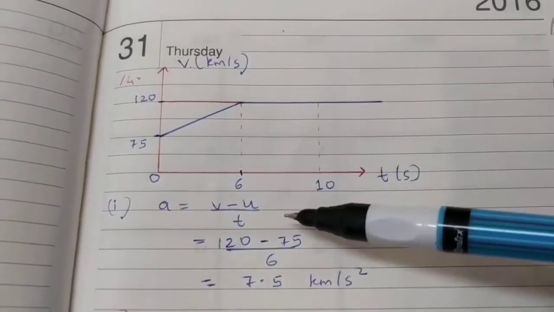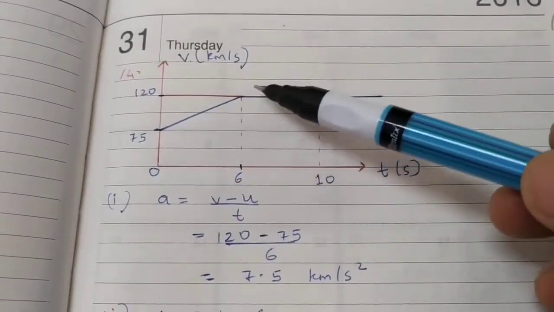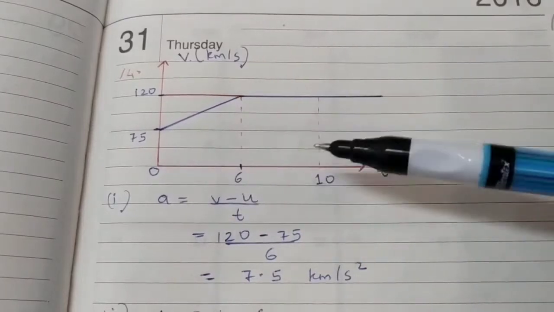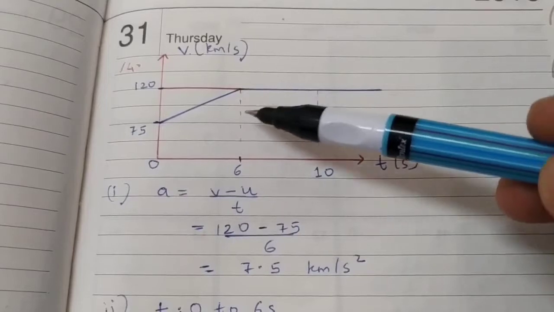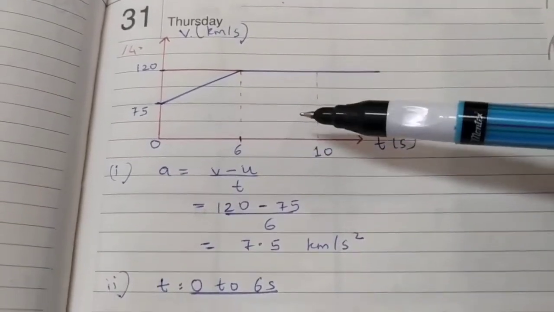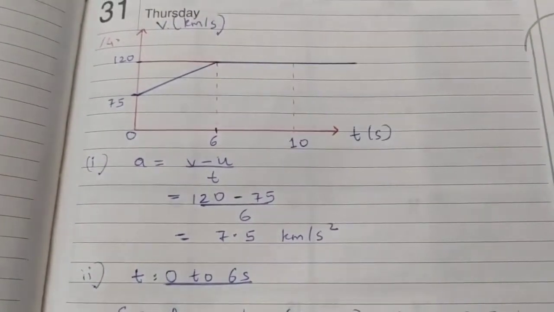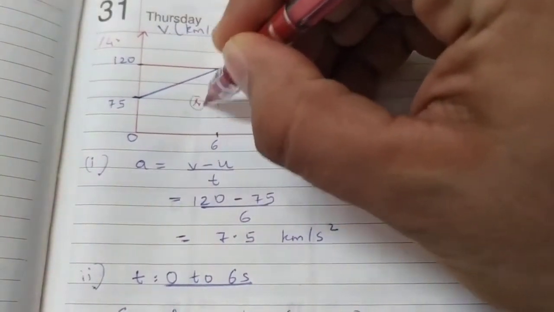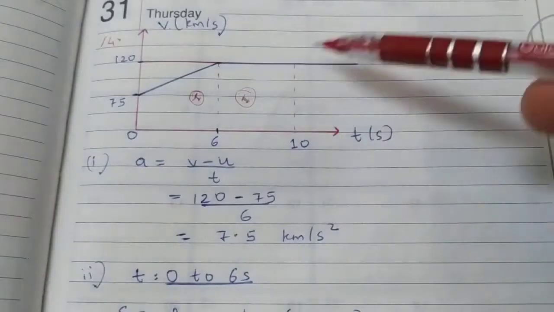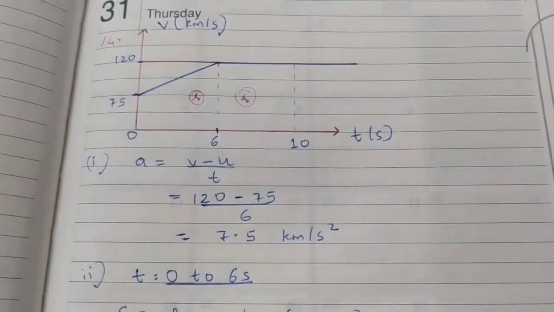Now acceleration, I've already told you, for the first 6 seconds acceleration is v minus u upon time. Of course here there is no acceleration. But in Roman number 2, if they want to find the total displacement, from a VT graph, displacement is nothing but area under the graph. So we have to calculate the two areas, area of number 1 and area of number 2. And if we add them, then we can find the total displacement.